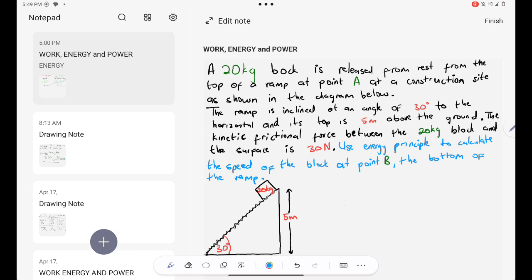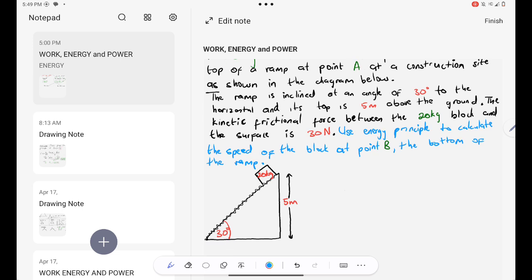We are told that a 20 kg block is released from rest from the top of a ramp at point A at a construction site as shown in the diagram below. The ramp is inclined at an angle of 30 degrees to the horizontal, and its top is 5 meters above the ground. The kinetic frictional force between the 20 kg block and the surface is 30 newtons. Use energy principles to calculate the speed of the block at point B, the bottom of the ramp.